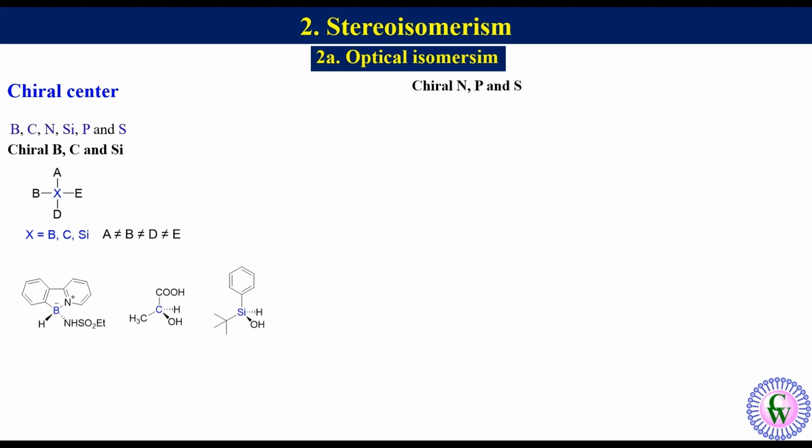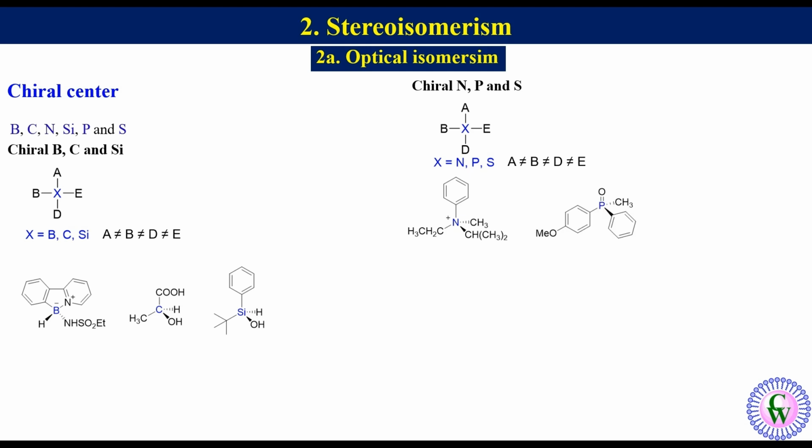Nitrogen, phosphorus and sulfur are said to be chiral if they have four different atoms or groups attached to them. Quaternary ammonium salts with four different substituents on nitrogen, phosphine oxide with three different substituents, and sulfoxamine with two different substituents on sulfur are examples of this type.